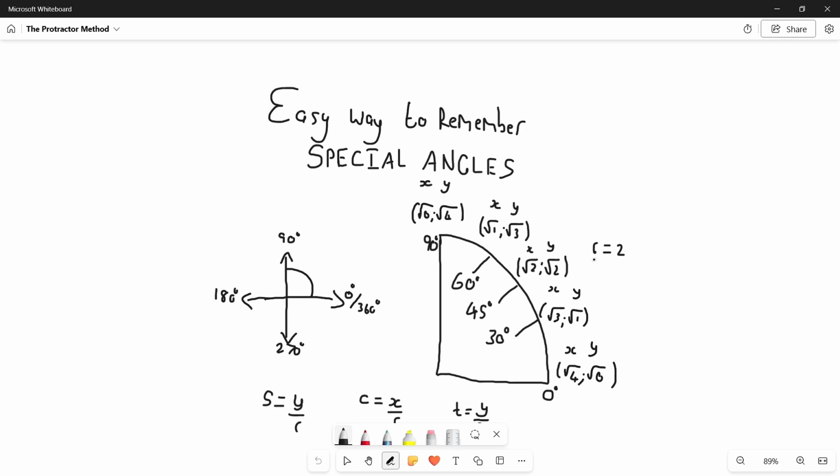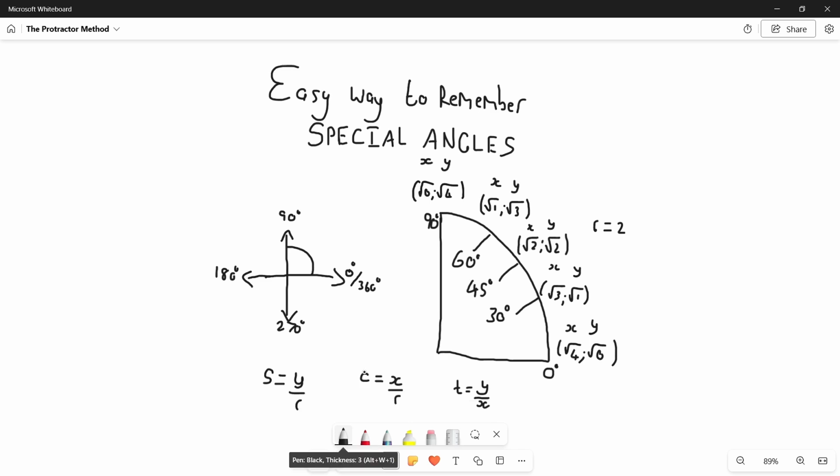What we just have to know then is r equals 2, and we have all the x and y coordinates for our special angles and our radius as well. This helps us even more, especially if we're using SOH CAH TOA, because then we have sine equals the y over the r, which we can just plug in from here, cos equals the x over the r, which we can just plug in from here, and tan equals y over x, which we can just plug in from here.